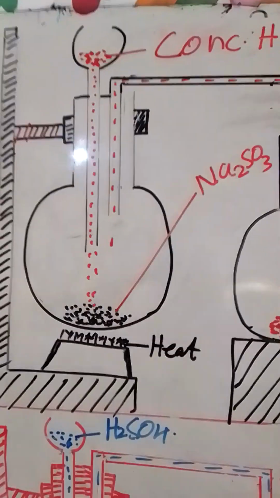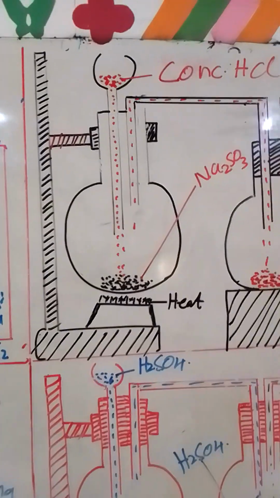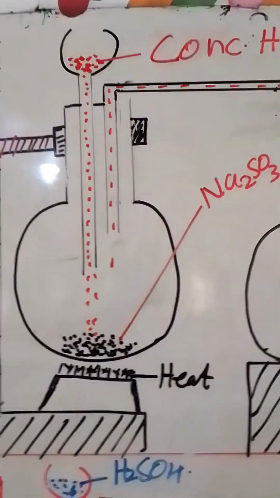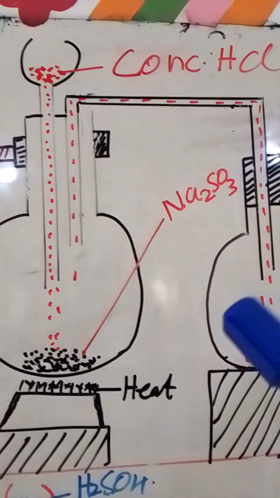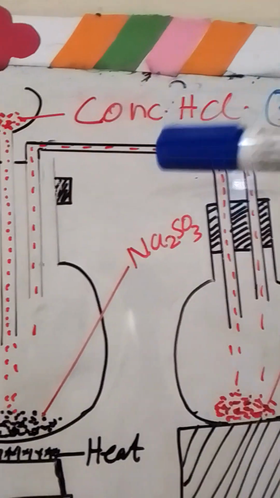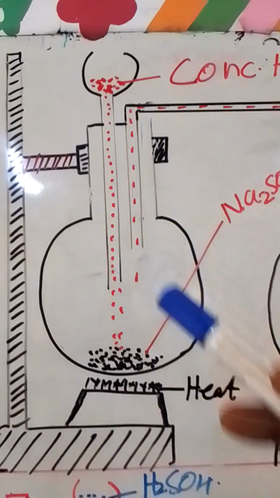Alright, so how do we do this in the laboratory? Mostly for the WAEC and even JAMB students. Our first flask here contains what? Na2SO3, that is sodium trioxosulphate(IV), reacting with what? Conc HCl. You can see it right there.